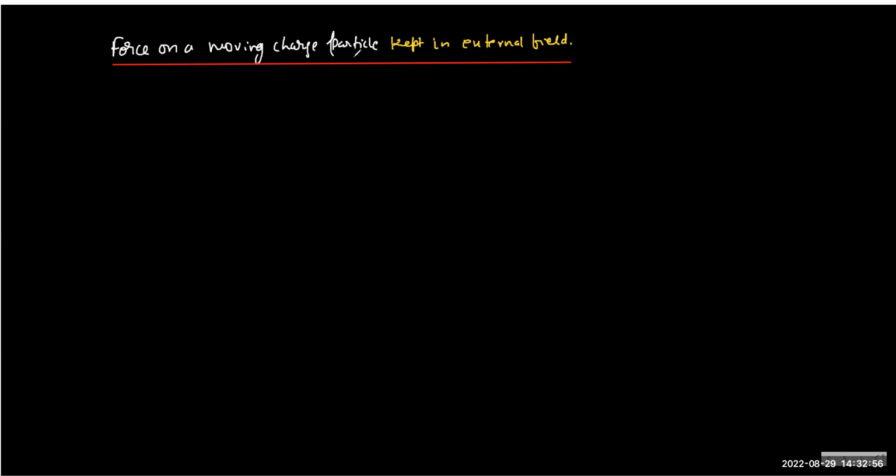So the simple rule is force on a moving charged particle kept in external field means the source of the field is different from the charge itself. Okay, so I can say the source of field is different from the charge itself.